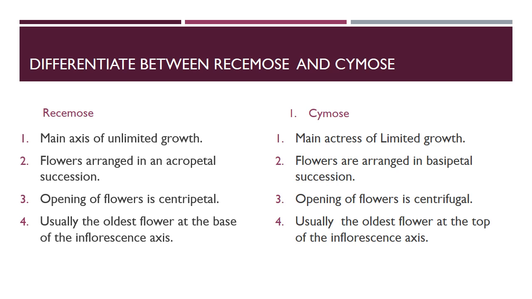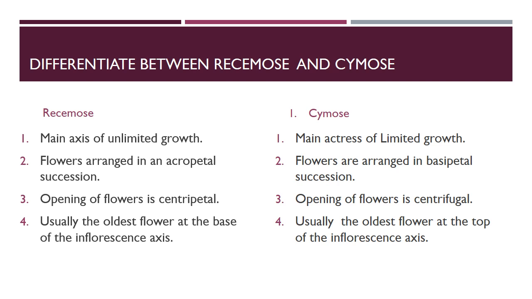First of all, we see the racemose. Racemose has a main axis of unlimited growth. Then the next one is flowers arranged in an acropetal succession. Underline that word, acropetal succession. First point, unlimited growth, that is a key point. Then second point, acropetal succession, a key point. Then third one is opening of flowers is centripetal. Centripetal, that is an important word.